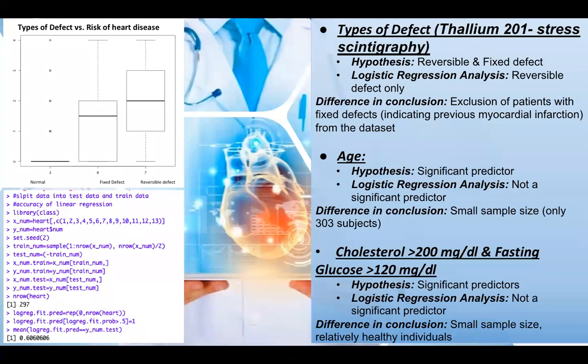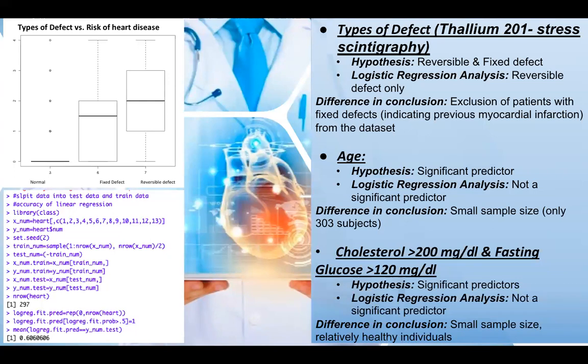Thank you, Netta. Another non-invasive technique we applied to predict heart disease in the general population is thallium stress scintigraphy. We predicted that reversible and fixed defects are significant predictors of heart disease, while as per logistic analysis, only reversible defect is a significant predictor. The difference in conclusion is due to the fact that all patients selected in the Cleveland dataset had no history or EKG evidence of previous heart attack, which would indicate the fixed defect on the thallium test.